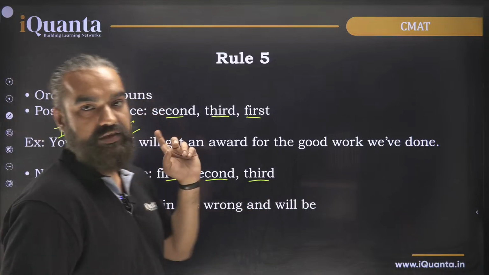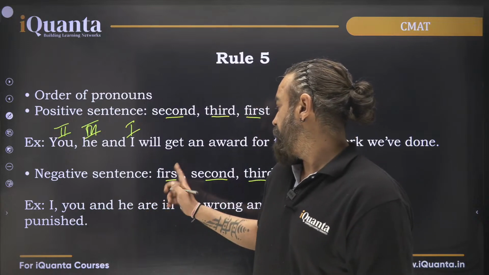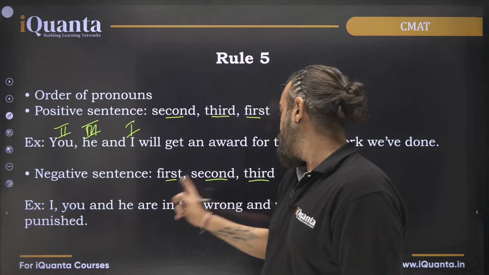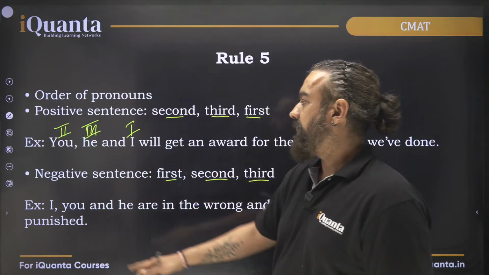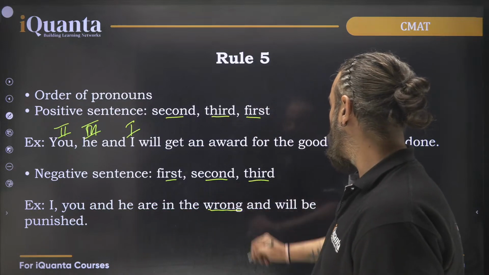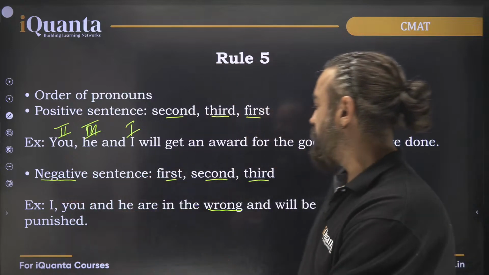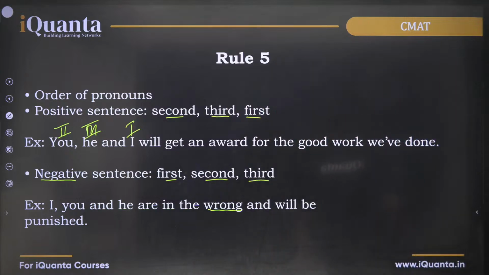And just like in the case of positive sentence, in the negative sentence also, if there is no first person present, the order will be second, third. If no second person present, the order will be first, third. If there is no third person present, the order will be first, second. Examples right here. You and I are in the wrong and will be punished, which makes it a negative sentence. Hence, the order changes to first, second, and third. I hope this is clear.